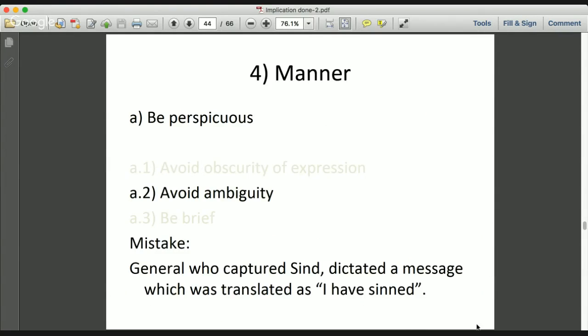Avoiding ambiguity. So there's this general who captured a guy called Sinned, and he sent a message back from the front line which says, "I have sinned," and it was translated meaning that he has sinned as in the religious thing, rather than that he has sinned as in the person Sinned. So obviously, saying stuff that's ambiguous, it's really easy to see why that's wrong, because it's breaking the rule of not saying stuff that's unambiguous, right? Someone could misunderstand what you're saying if you say that.